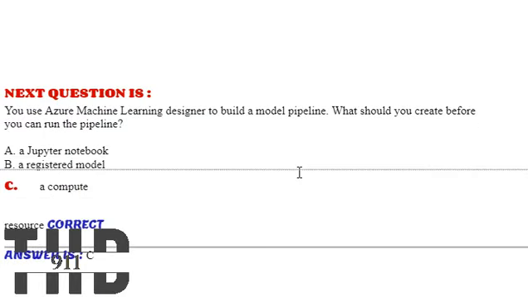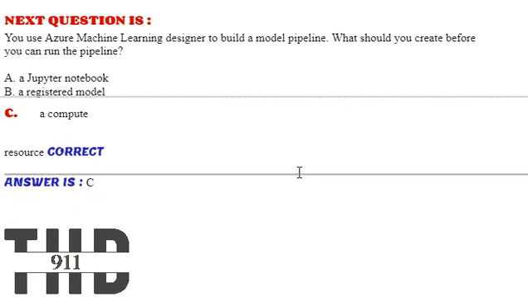Our next question. You use Azure Machine Learning Designer to build a model pipeline. What should you create before you run the pipeline? Option A, a Jupyter notebook. Option B, a registered model. Option C, compute resource. The correct answer is option C.